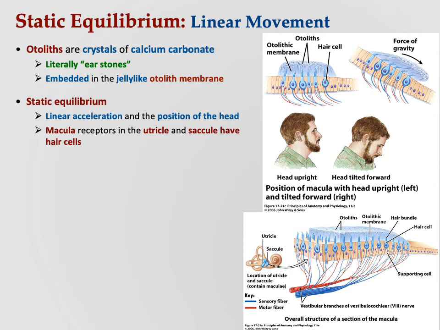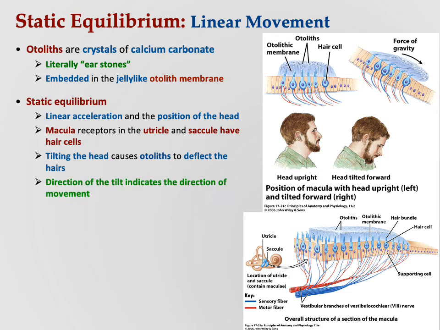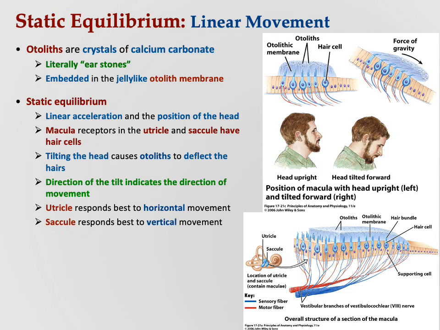So we have macular receptors in the utricle and the saccule, and they have these little hair cells. Tilting the head causes the otoliths to deflect the hairs, all right? And that causes potentials, right? Direction of the tilt indicates the direction of the movement. So the utricle responds best to horizontal movement, saccule responds best to vertical movement. And that's what it comes down to. It's just the deflection of these hair cells creating potentials that then your brain can figure out and go, whoa, we're leaning to the left. See, that kind of a deal.